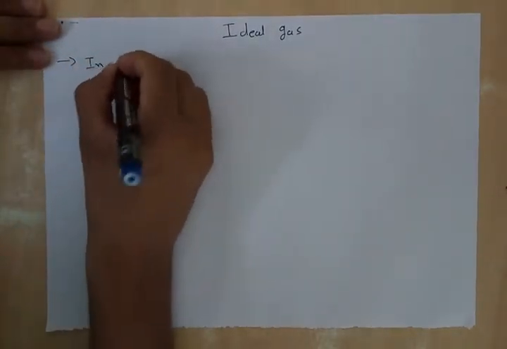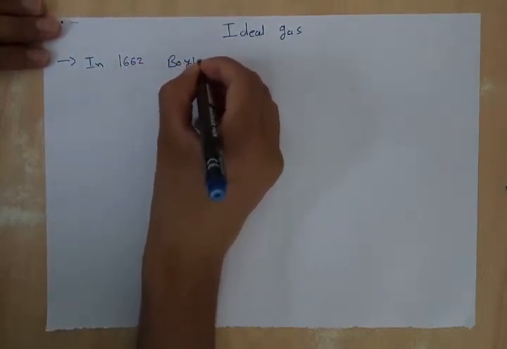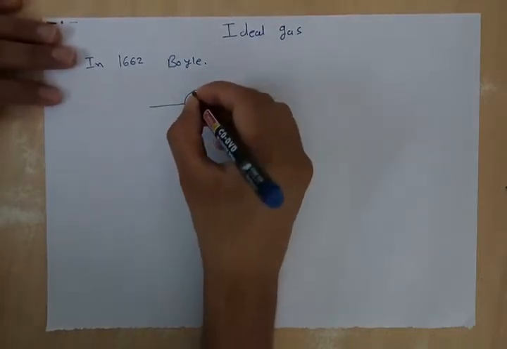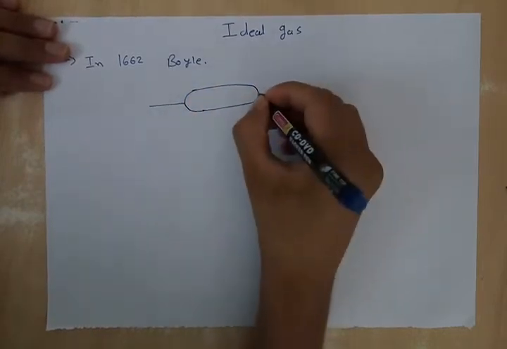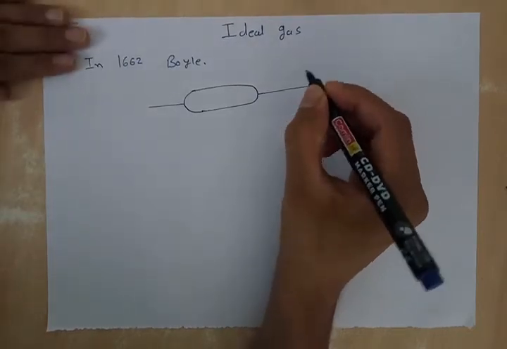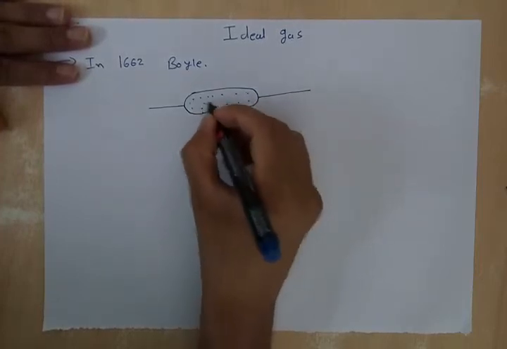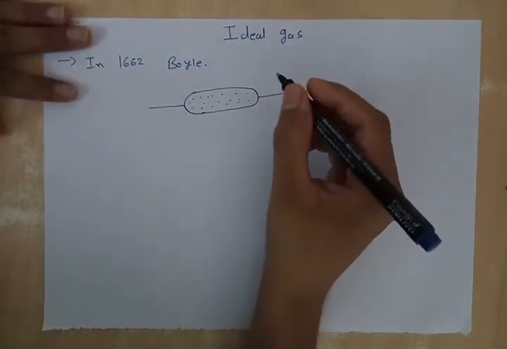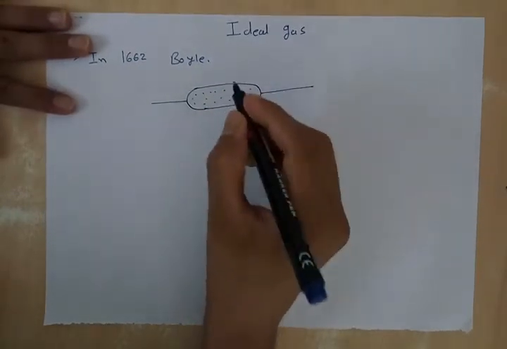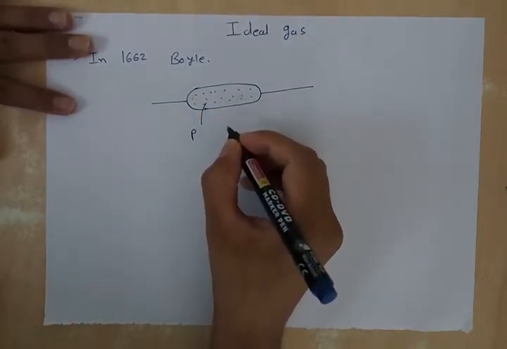In 1662, an Englishman, Boyle, was doing some experiment of low pressure gas contained in a vacuum tube. So he was studying the relationship between pressure of the gas and its specific volume.